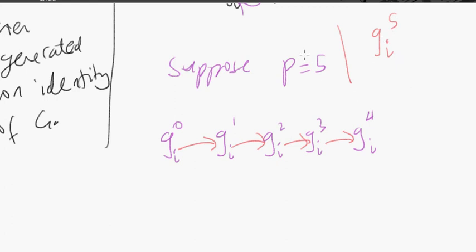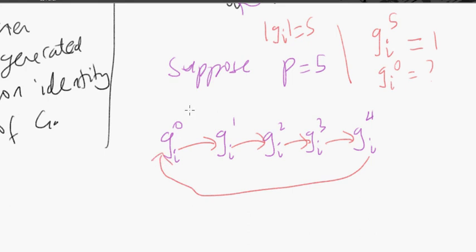Well, if the order of g_i is 5, p which equals 5, what do you think g_i^5 is? Is it going to give us the identity? If g_i^5 gives us the identity, isn't the identity also the same as g_i^0? Okay, so what's that telling us? That g_i^6 takes us back to g_i^1.